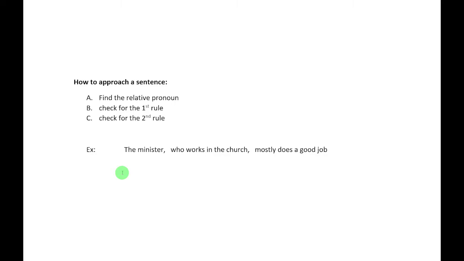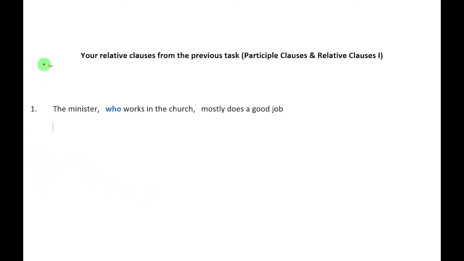So in short, when you approach a sentence with a relative clause, first, you're going to find the relative pronoun, then check for the first rule, and then check for the second rule. In the next step, I'm going to show you some examples how to do it. All right. In the following, I've got some relative clauses from your previous task that you've submitted to me.